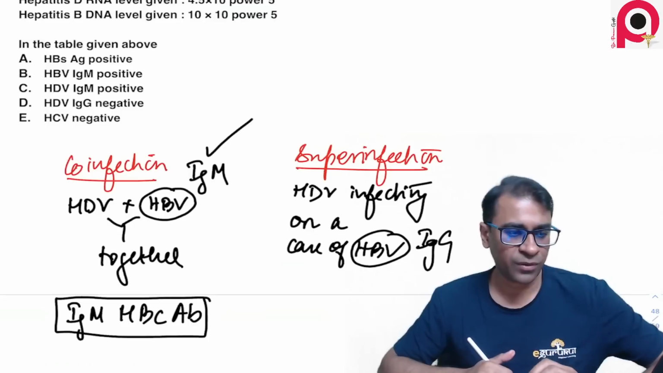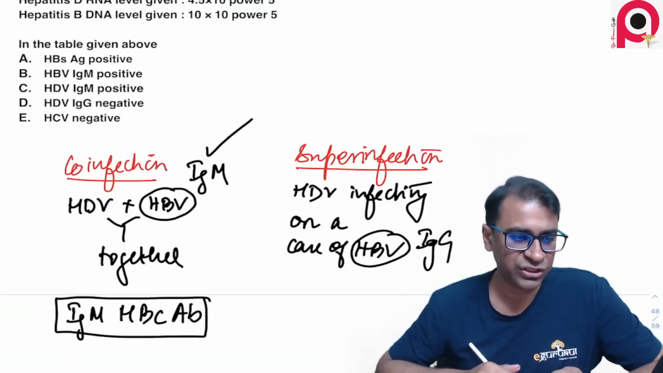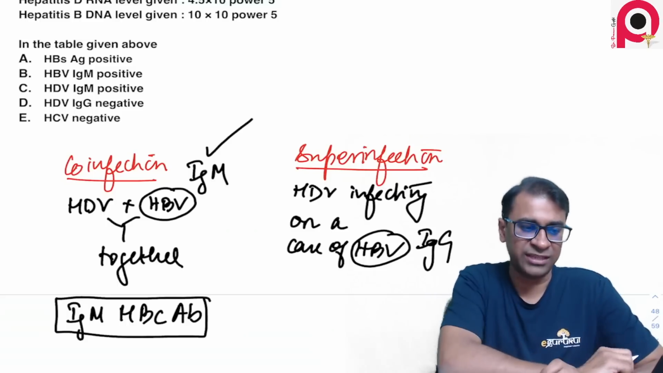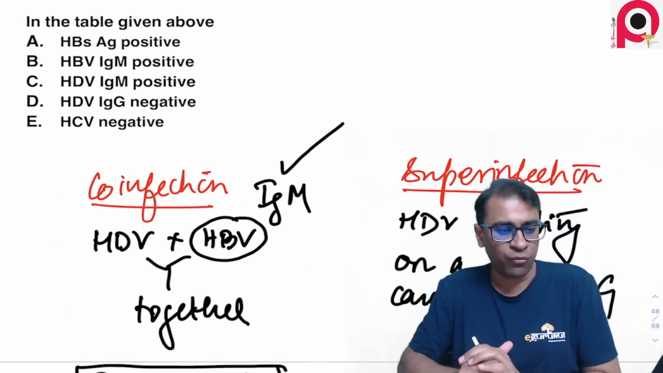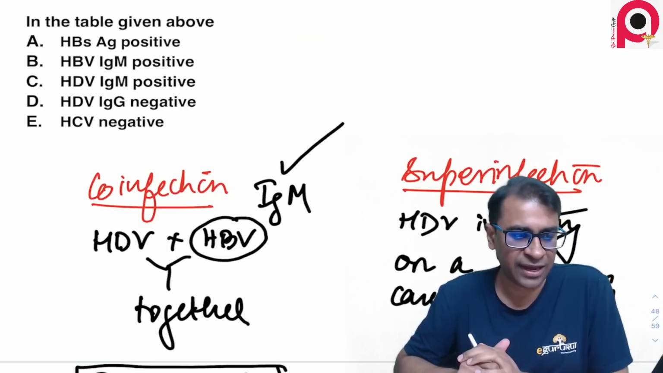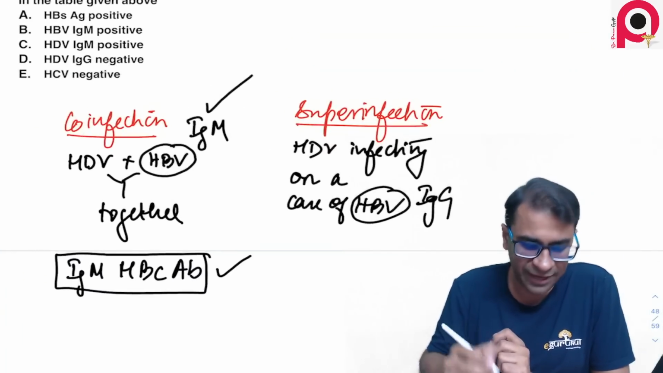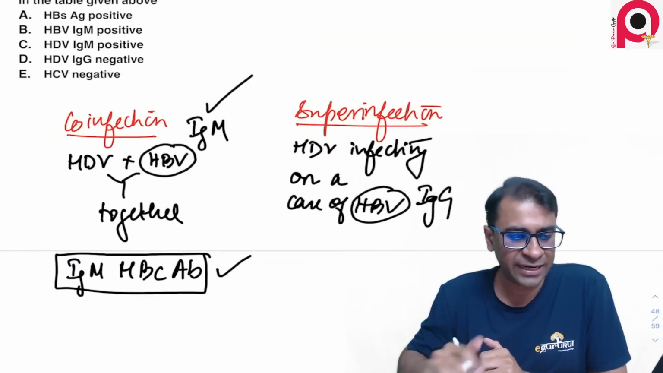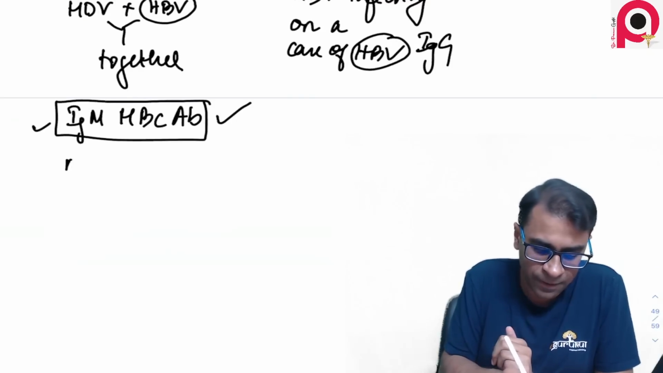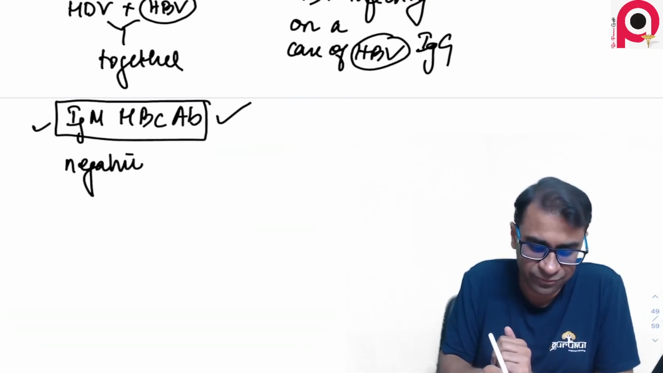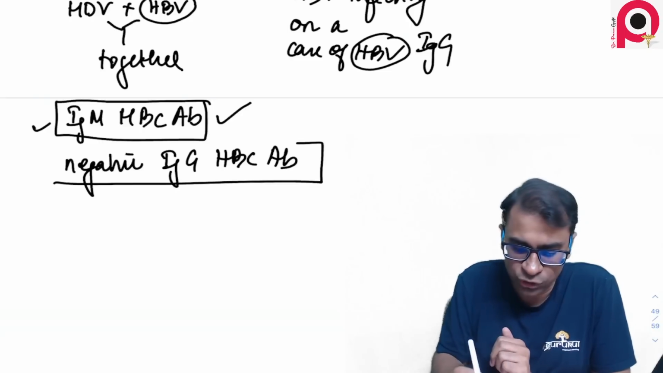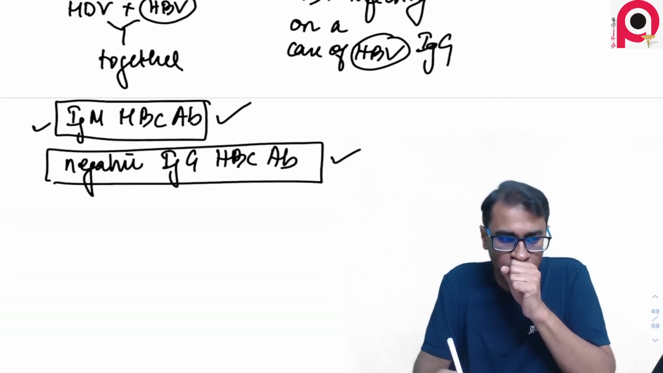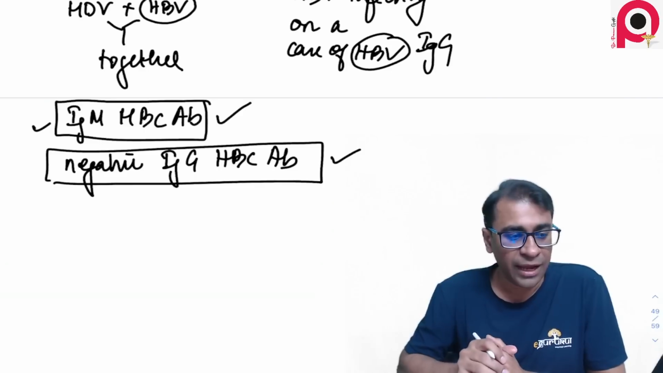I think, sir, the option was negative IgG HBV indicating co-infection. Yes, that's also one. If HBV IgM is there in the options, that is the right answer. However, if the option was negative IgG, that is also a right answer. If the question was negative IgG HBc antibody, that also is a right answer.